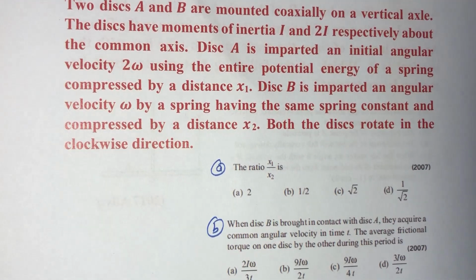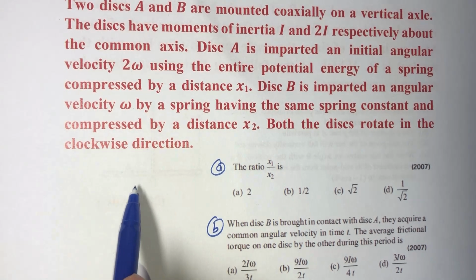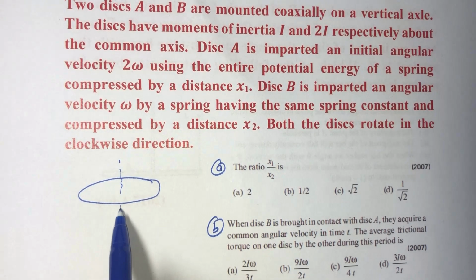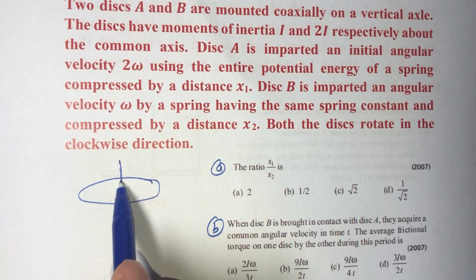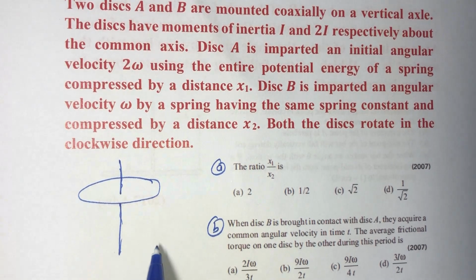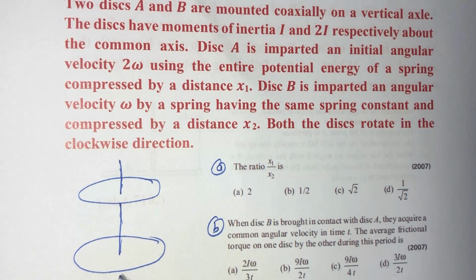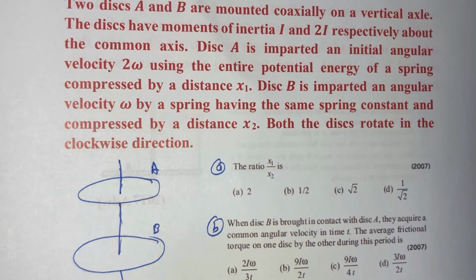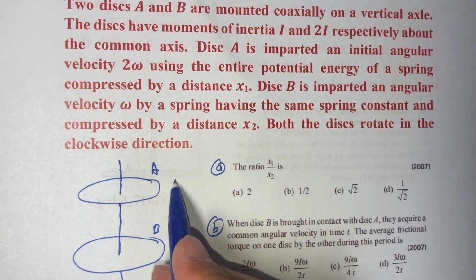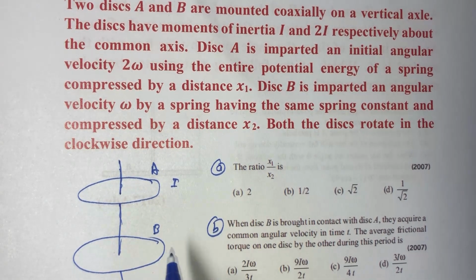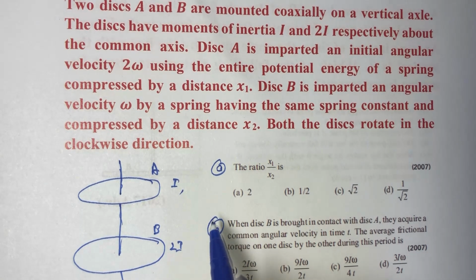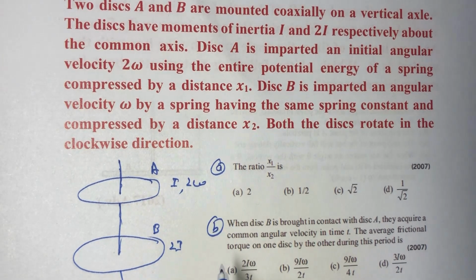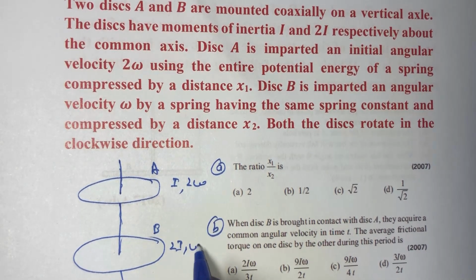So we are given two disks A and B and they are mounted coaxially. Let us suppose this is disk A, and they are mounted coaxially, and this is disk B. So this is disk A and this is disk B. Moment of inertia of disk A is I and moment of inertia of disk B is 2I, and angular velocity of disk A is 2 omega and angular velocity of disk B is omega.